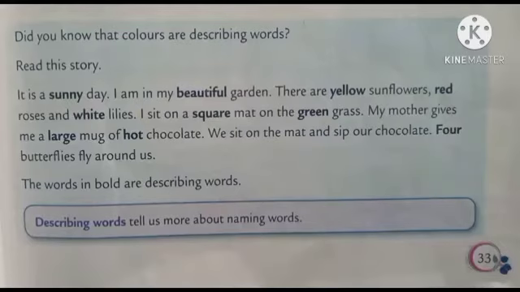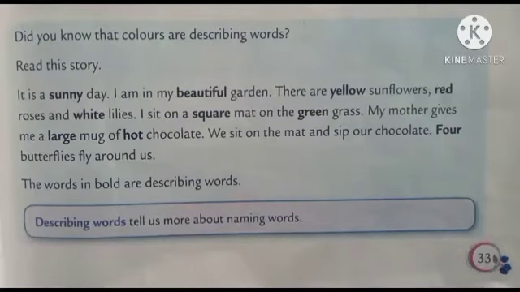We sit on the mat and sip our chocolate. Four butterflies fly around us. Now, butterflies is a noun. The word four is telling us more about the noun. It is telling us more about the butterflies. So, how many butterflies? Four. So this word four is describing butterflies. How many, children? Four butterflies.